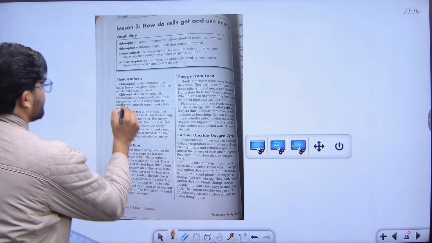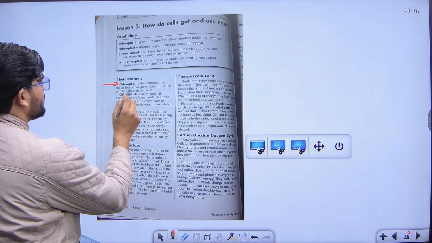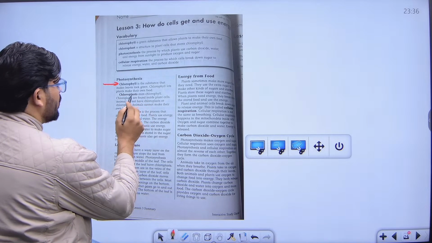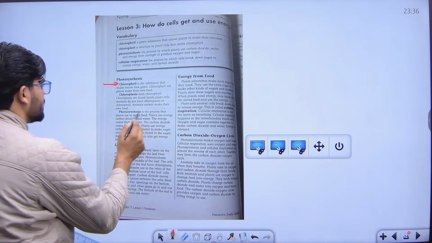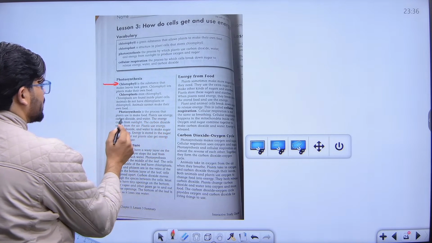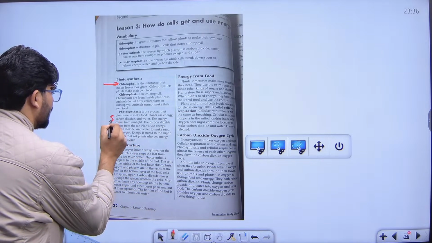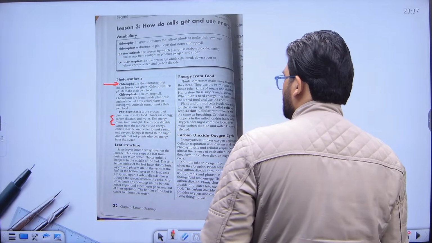So one part is chlorophyll. Chlorophyll is a substance that makes leaves look green. Chlorophyll lets plants make their own food. Chloroplasts store chlorophyll. Chloroplasts are found in the plant cell. Photosynthesis is a process in which plants use energy, carbon dioxide and water. So you can see this line: carbon dioxide and water.